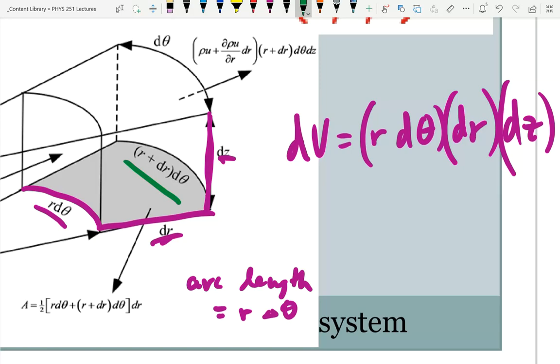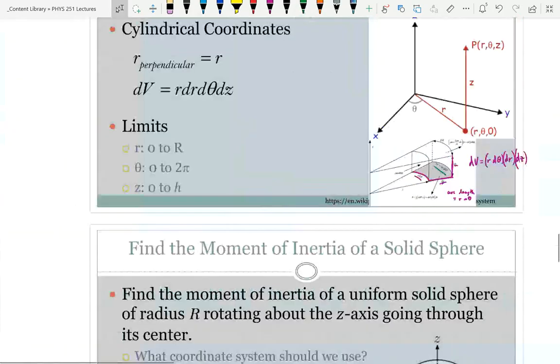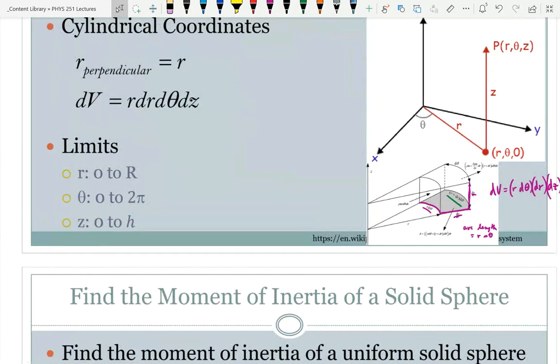So you can see there's a few approximations: that it's small enough that we can treat it as a rectangle, and that we can drop off that dr d theta term. So we've got our r perpendicular, we have dv, then we need our limits. With cylindrical coordinates, if we have cylindrical symmetry, we've decoupled the limits. That is the limit for x dependent on y with Cartesian. That's coupled. Here it doesn't.